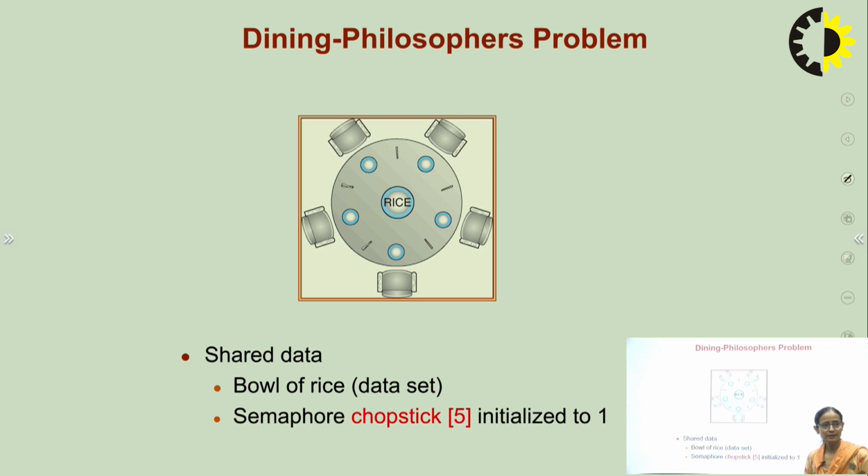So in this case, the shared data is a bowl of rice, that is a data set, and how we apply the order among these philosophers or processes is with the help of an array of semaphores by the name chopstick. Since we have 5 philosophers, the length of the array is going to be 5, and this array has been initialized with 1.